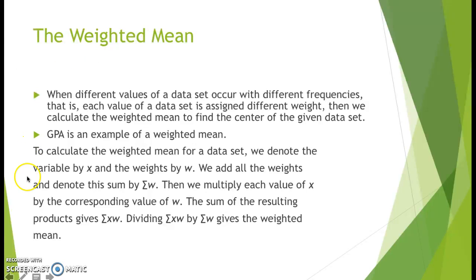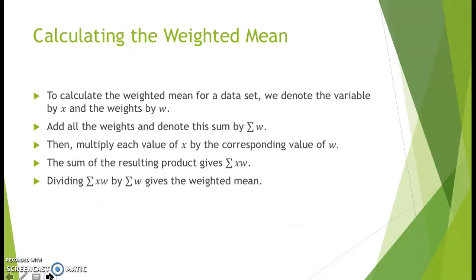Then it talks here about how to calculate one. We denote the variable by X and the weights by W. You add all of the weights together and we call that sigma W. Then we multiply each value of X by its corresponding weight W, and sum those products together, and we get sigma XW. And then we divide those two values to get the weighted mean.